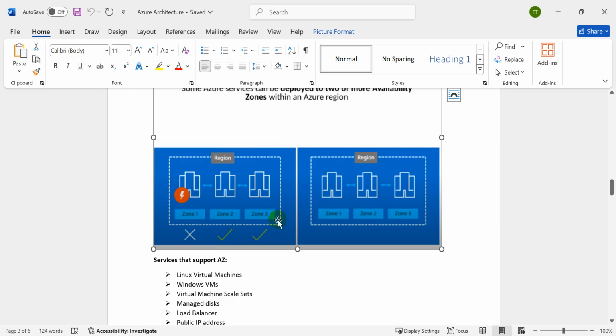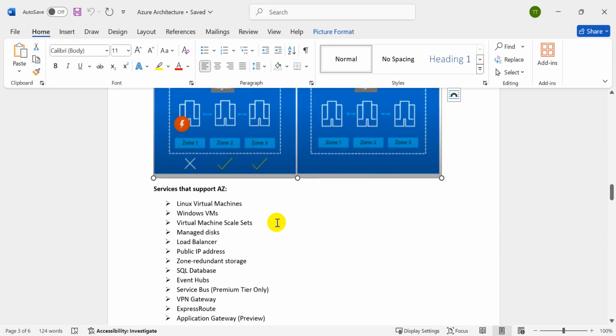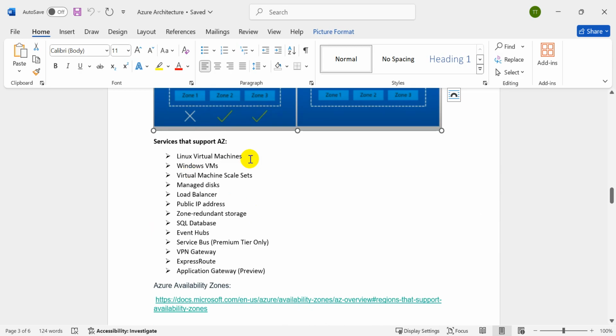So, services that support AZ. Some of the important ones: Linux and Windows virtual machines, virtual machine scale sets, where you can do the scale setting, managed disks, where you can manage the disk, load balancer, and public IP address. We will talk about the public IP address more. You also have zone-redundant storage, so you can have storage redundancy from one zone to another zone. These are the features which support AZ.